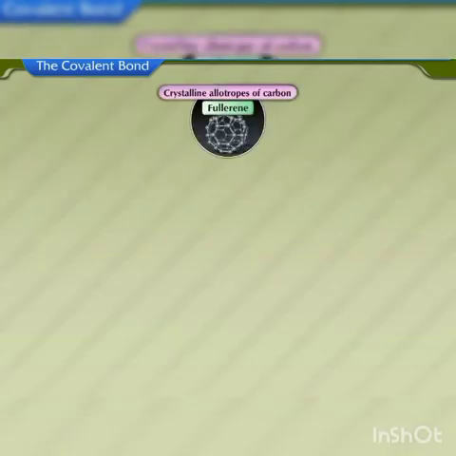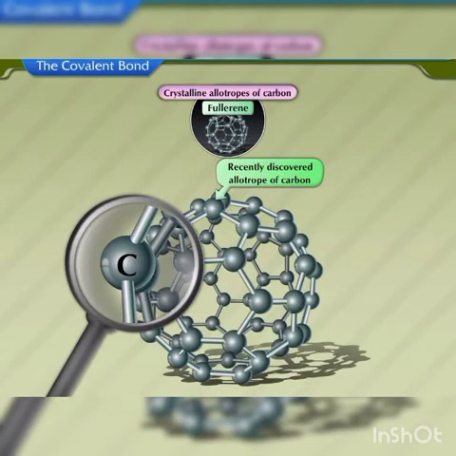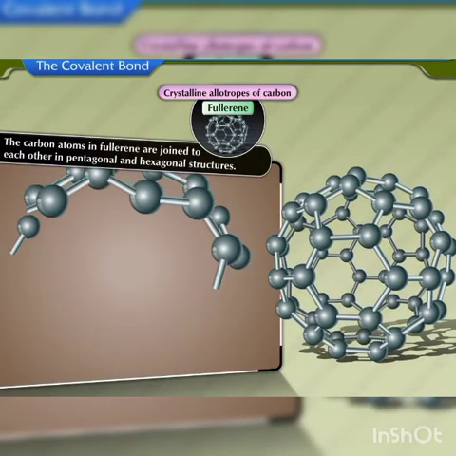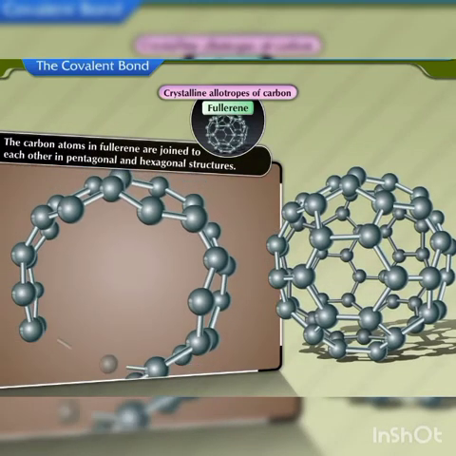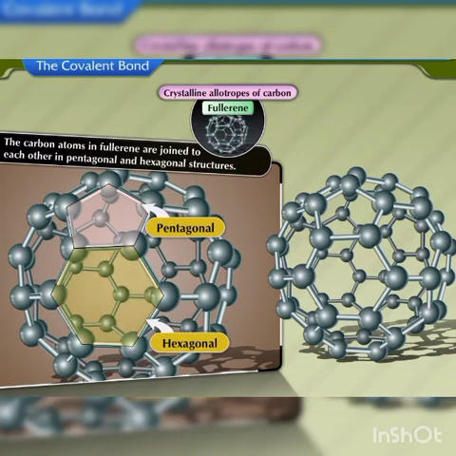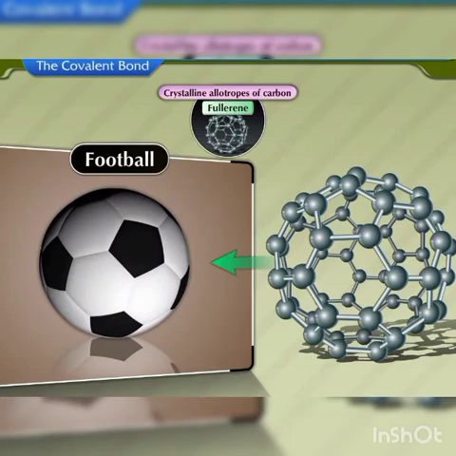Fullerene. Fullerene is a recently discovered allotrope of carbon. It is also known as C60 or buckyball. It forms discrete particles. The carbon atoms in fullerene are joined to each other in pentagonal and hexagonal structures. As a result, the structure of fullerene resembles a football.